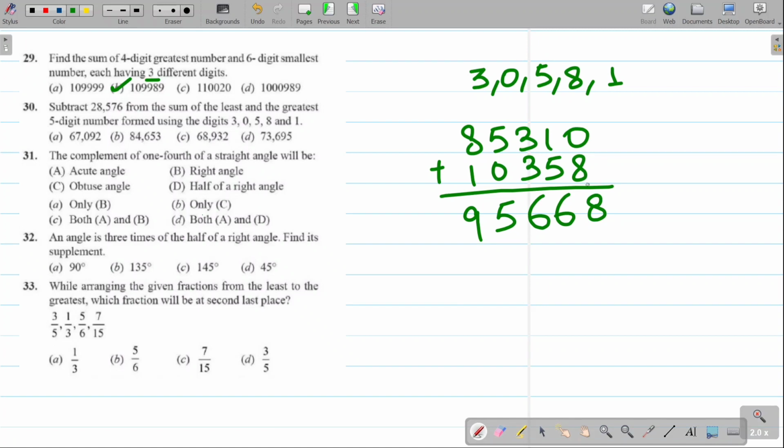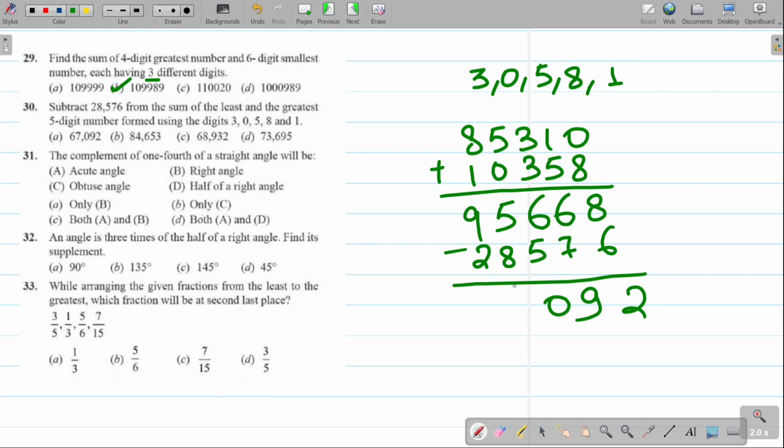I hope I have not made any mistake. Let me recheck. 8, 6, 6, 5 and 9. Yeah, there's no mistake. We'll subtract 2, 8, 5, 7, 6 from this. So 2, 9, 0. Okay, there's only this option which has 0 in it, so there's no point solving this whole problem. We'll mark A as an answer. If you are doing this question in exam, you should look into these things as well.